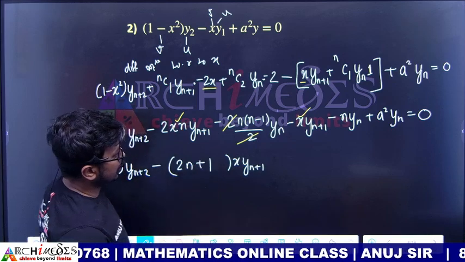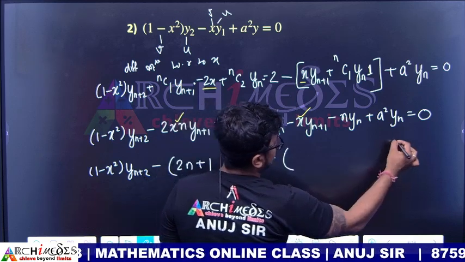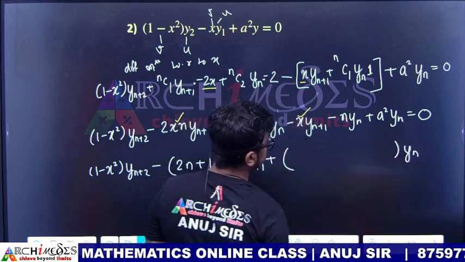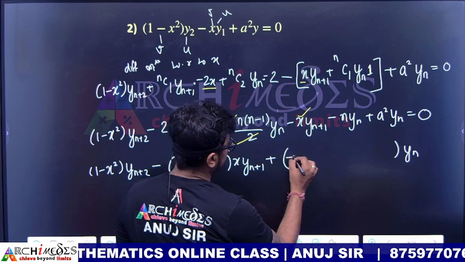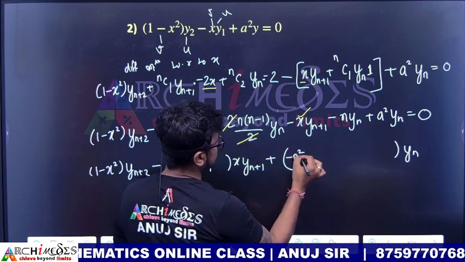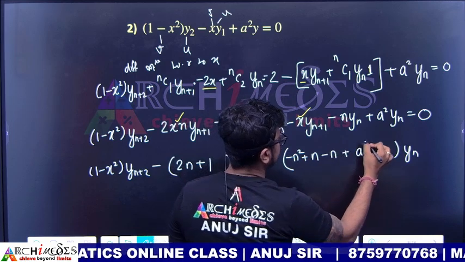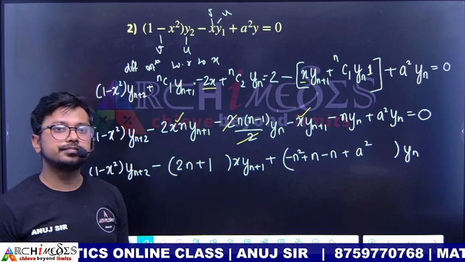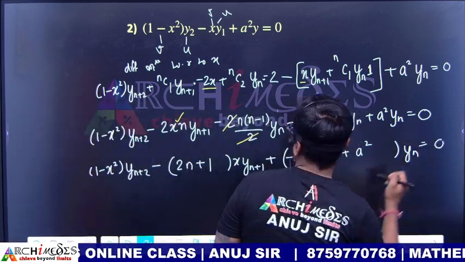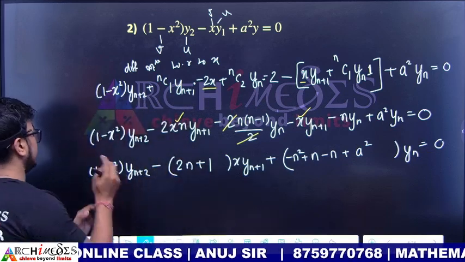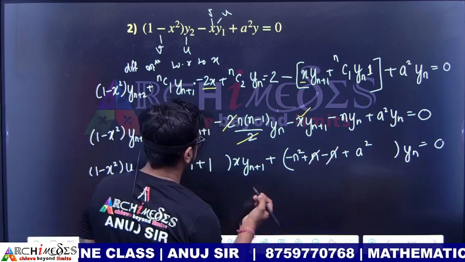Clear? Similarly, if you solve the y n part, when I open the bracket, it becomes minus n square, minus minus plus n. Here is a minus n, here plus a square. Check it. Am I clear? I'm just solving, putting the similar terms together in one part. Clear? So n cancels. So you are getting.